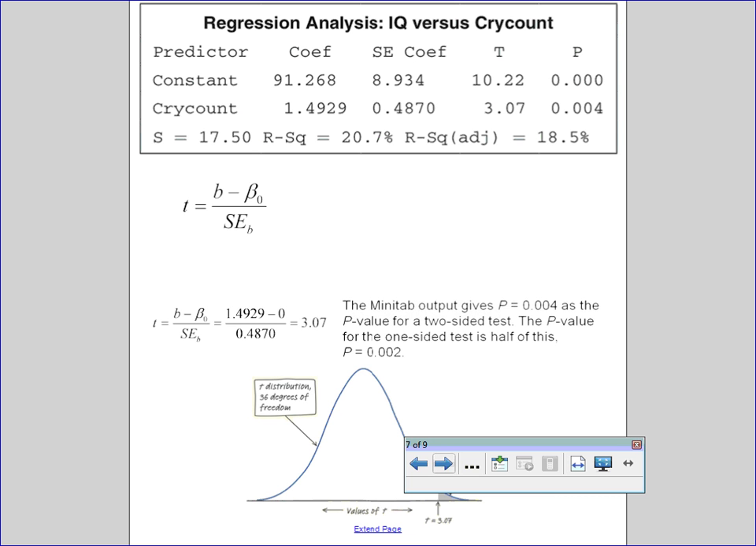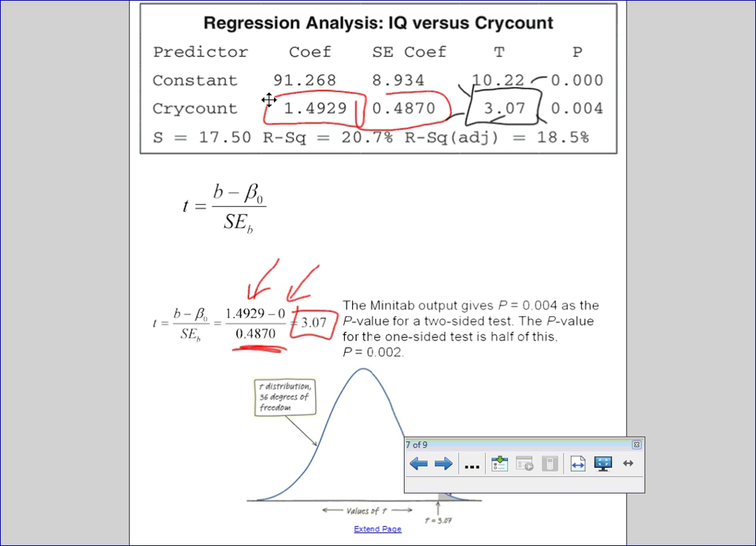And what we'll see here is the slope of the sample regression line. So we do that minus the null hypothesis divided by the standard error. And we get a t-value of 3.07. Now what's useful is, if you'll notice, that t-value was also given in the output, as was the p-value. And in this case, its degrees of freedom is 36, because there were 38 infants.